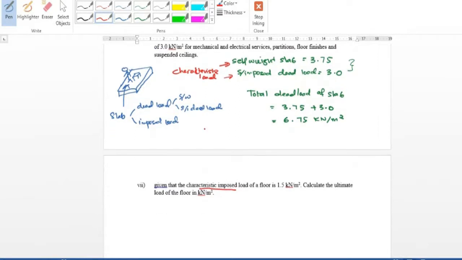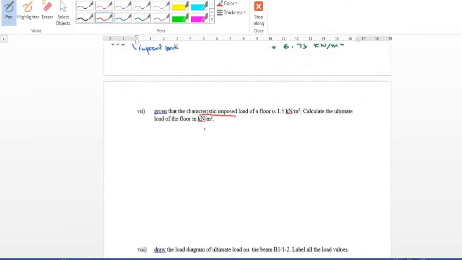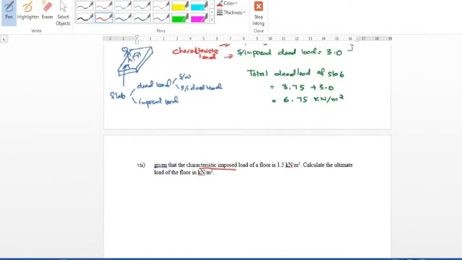Never mind. Let's look at here. So characteristic imposed load of floor is 1.5 kN per meter square. Here means this one. Imposed load here is 1.5 kN per meter square. See, self weight, we have 3.75.